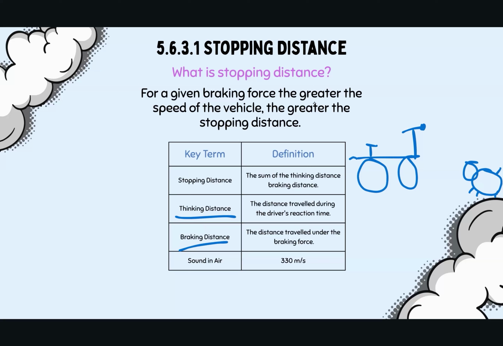Now, if you're going really, really fast, it's going to take longer for you to stop. If you're going slightly slower, it'll take less time for you to stop. The thinking distance is always roughly the same, unless there are things that can cause distraction. Braking distance depends on how fast we're going. It can depend on a few other things as well. But stopping distance is when you add both of these things together, the thinking distance and the braking distance.